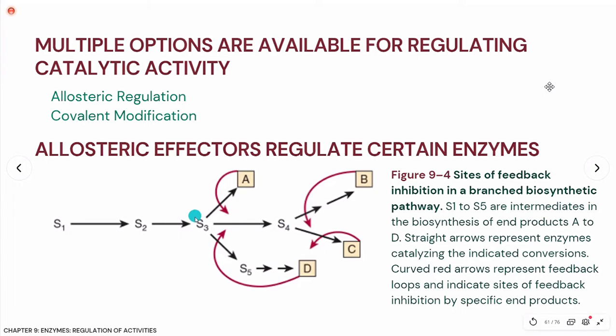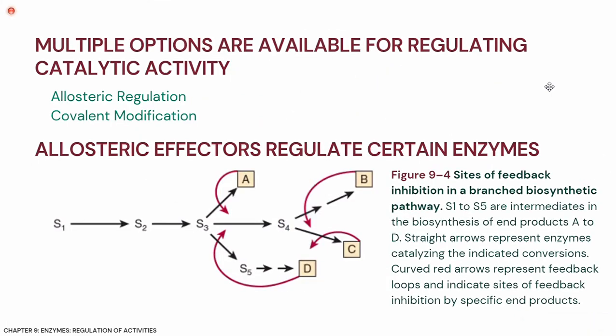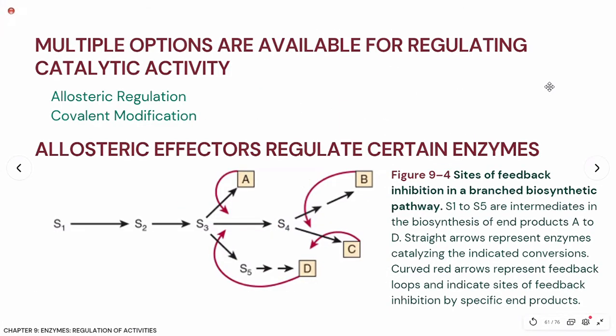Or the same substrate 4 acted on by this particular enzyme here becomes product C. Or this substrate 3 here, acted on by this enzyme, looks so messy, yeah? And two steps becomes product D. You see?